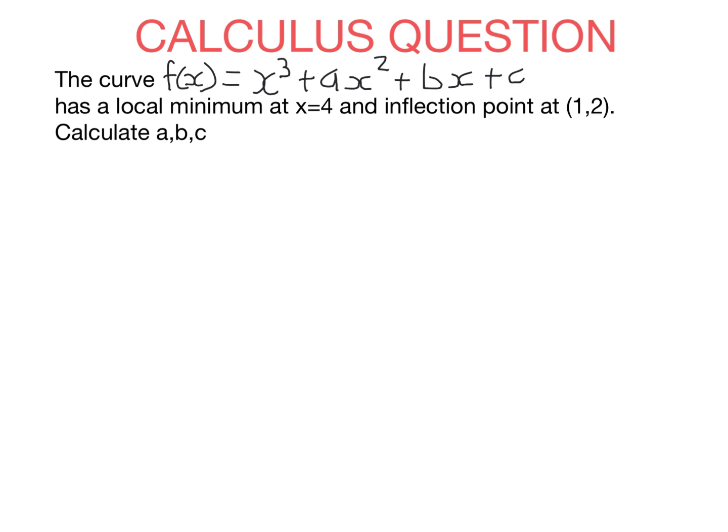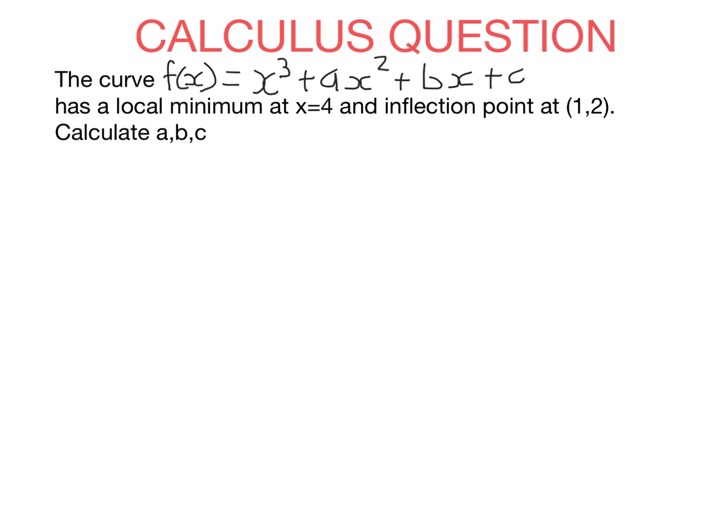So this curve has a local minimum at x equals 4, an inflection point at (1, 2), and we're going to calculate a, b, and c. So hopefully you're thinking to yourself, we have to find multiple quantities at once. We will use simultaneous equations. Because we have to calculate 3 quantities at once, we need to obtain 3 equations so we can solve for the 3 variables a, b, and c.